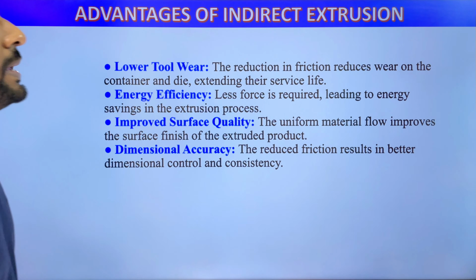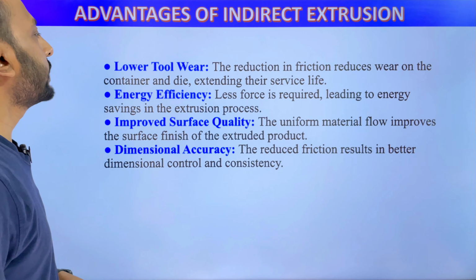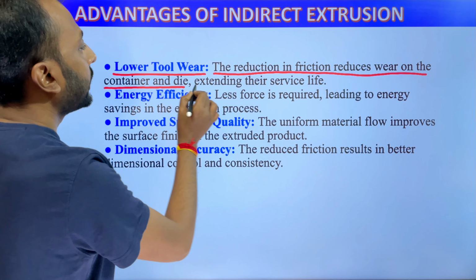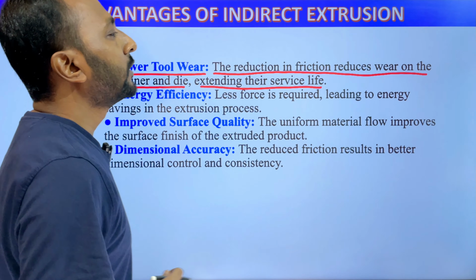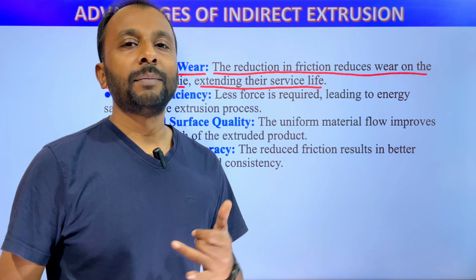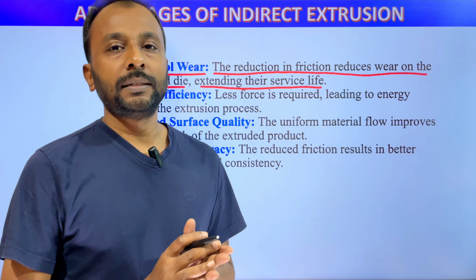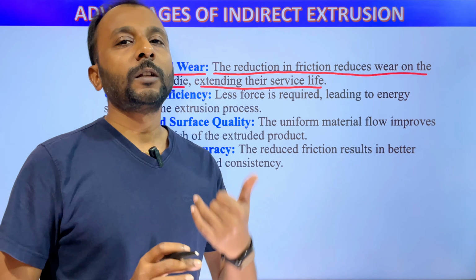Let's now see the advantages of the indirect extrusion process. First advantage is lower tool wear. The reduction in friction reduces wear on the container and die, extending their service life. Here, when we apply force through the ram, the metal billet is stationary and lesser force is required, so wear and tear of the cylinder will be lesser because the friction is lesser. Energy efficiency: less force is required, leading to energy savings in the extrusion process. So this process is energy efficient.